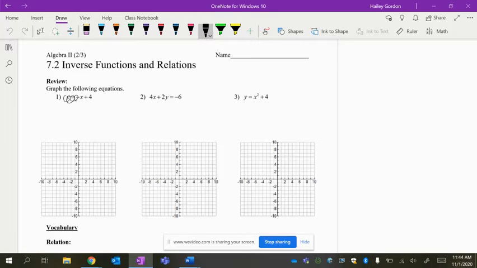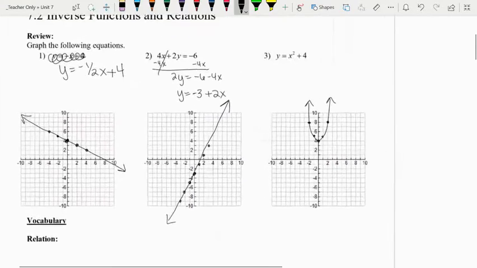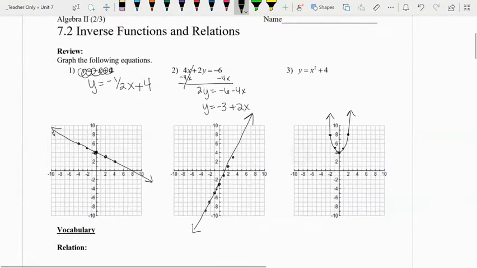So instead of y equals negative x plus 4, think about it as y equals negative 1/2 x plus 4. Okay, so try to use some prior knowledge and graph these, and then I will go over it with you. All right, so at this point, hopefully you were able to come up with something for these.